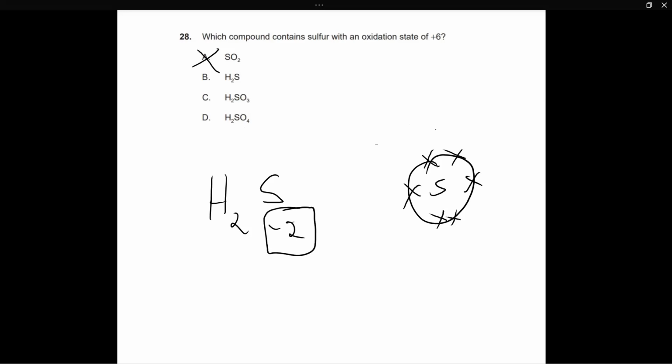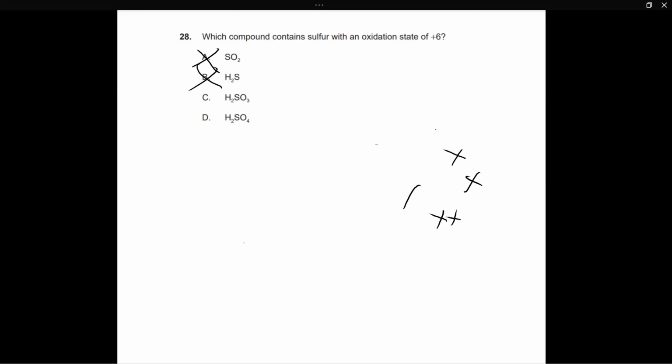And hydrogen, on the other hand, each hydrogen can only give one electron. So both hydrogens combined will have a combined oxidation state of +2, and each hydrogen is +1. So basically, it's +1 for each hydrogen, but since there are 2 hydrogens, we multiply it by 2. And clearly, as we can see, sulfur does not have an oxidation state of +6 in this either, so we can cross that out.